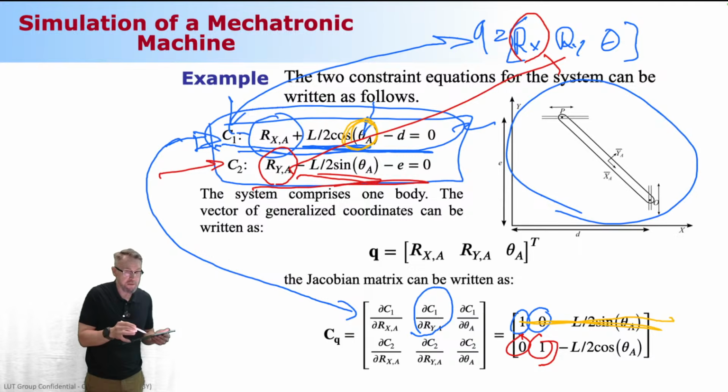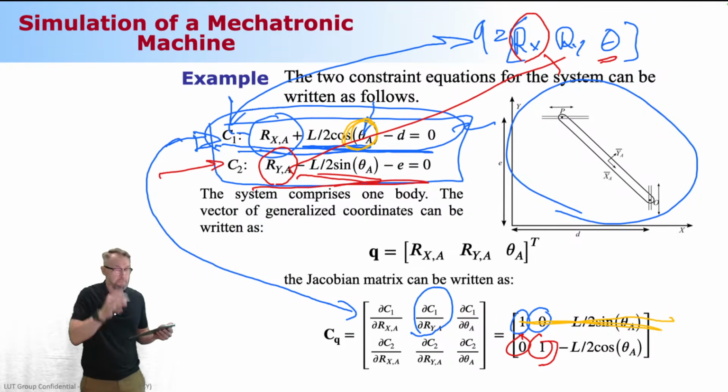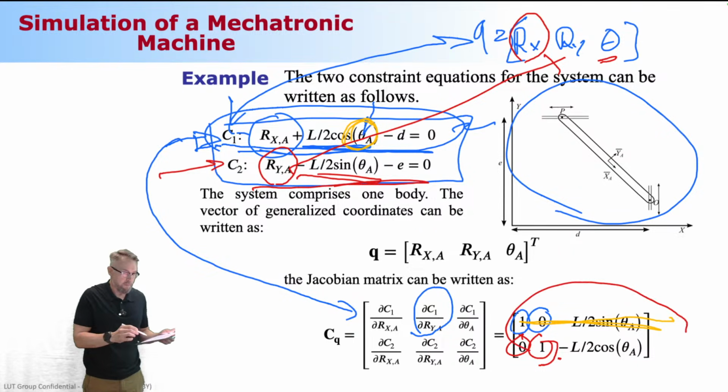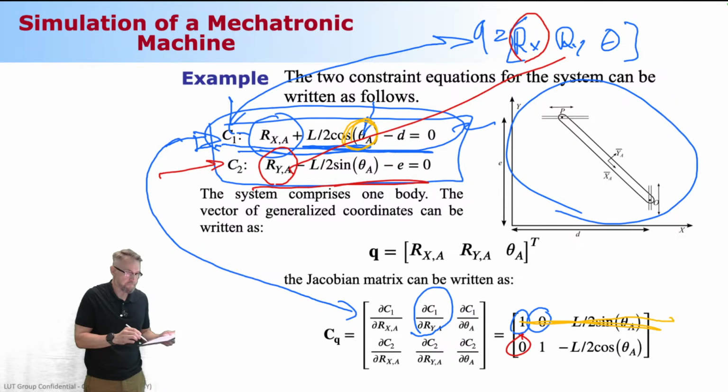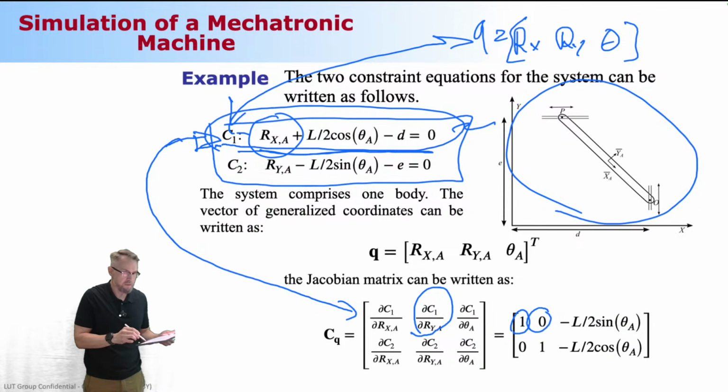All right, then this one differentiated with this one. That's too complicated, you don't need to sing it with me. So it's going to be minus L divided by 2 cosine theta. This is my Jacobian.